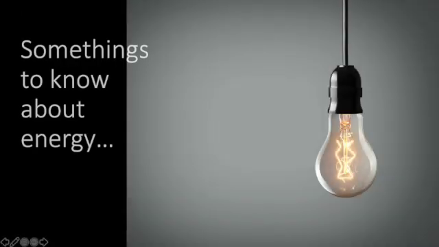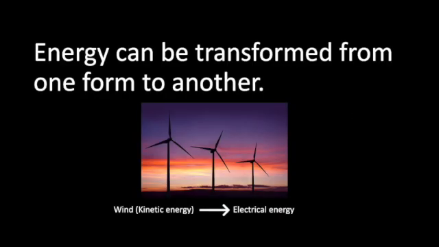Some things you need to know about energy. Energy is associated with systems that undergo change. That is, when we can see something observable happen, or when a force moves or changes an object. Energy can be transformed from one form to another. In this example, wind, or kinetic energy, is transformed into electrical energy from the wind turbines.